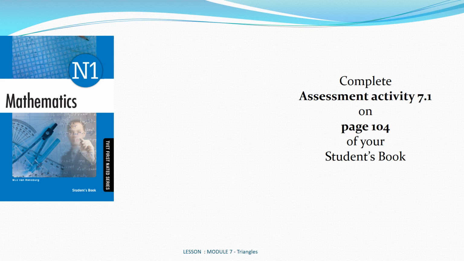So you need to complete assessment activity 7.1 in your book. And again, we also need to complete assessment activity 7.2 on page 108. So complete these two activities. Afterwards, just post your answers, and then we will look at that. If there's something that you don't understand, we can always go back, look at the video, or we communicate by other means. Thank you so much.